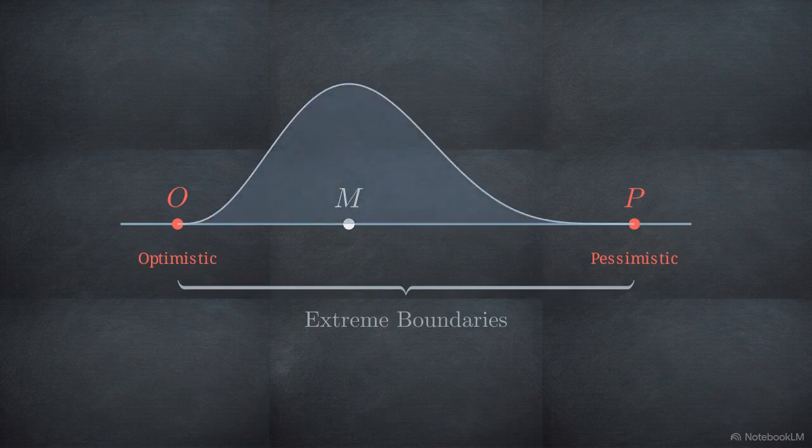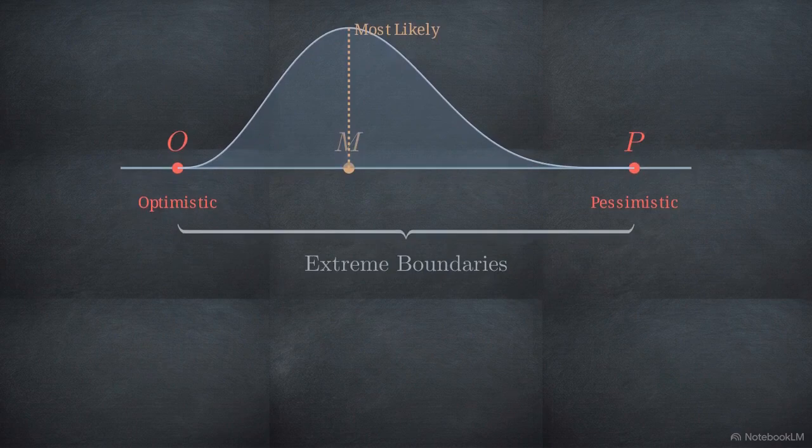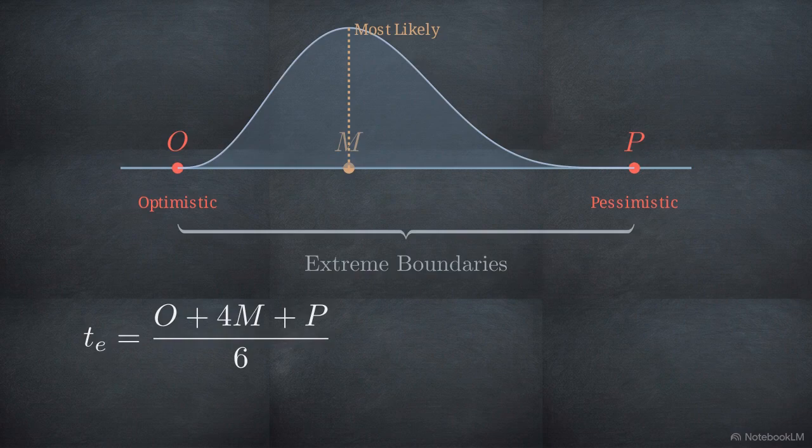Within these bounds, activity durations typically follow a skewed beta distribution. This skew exists because delays tend to compound quickly when a task falls behind, but early finishes rarely accelerate the work by the same margin. The most likely estimate reflects the standard expected conditions, and it is plotted directly beneath the peak of this skewed curve. To find the expected time for this task, PERT uses a weighted average formula.